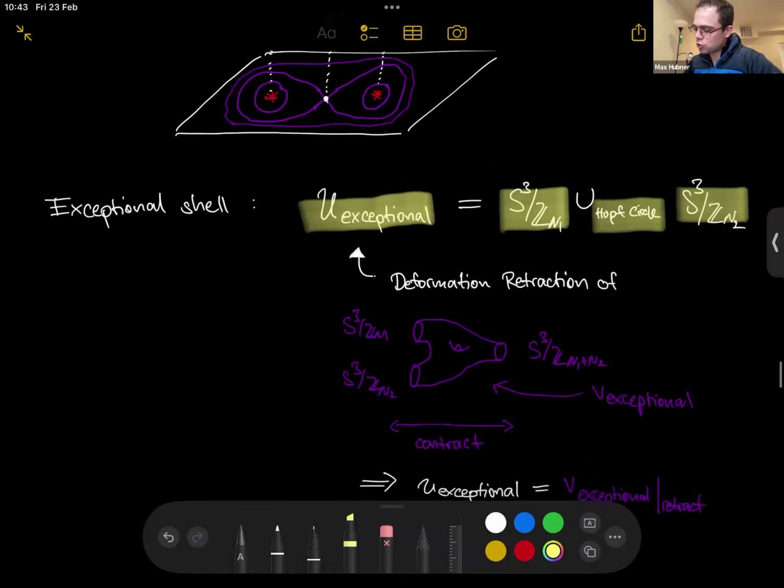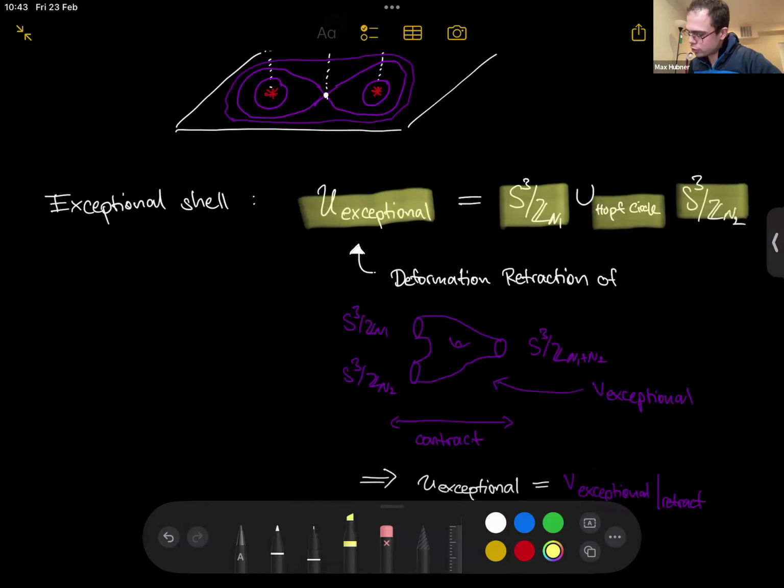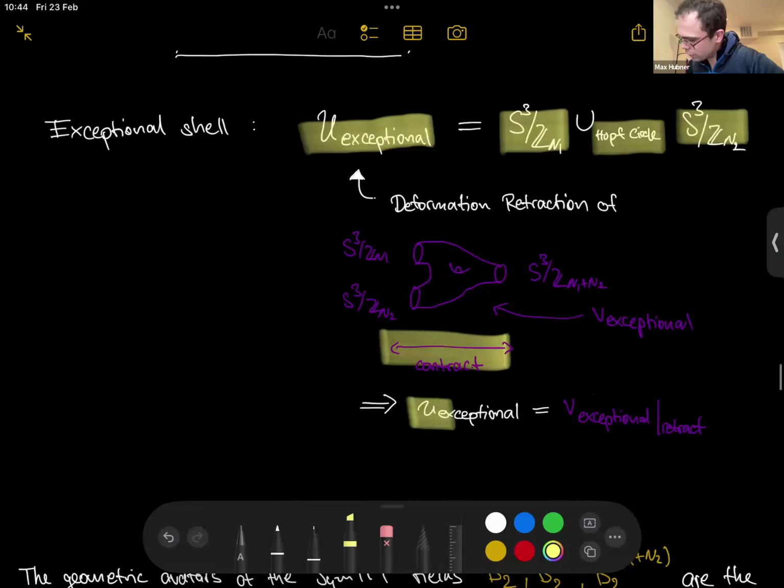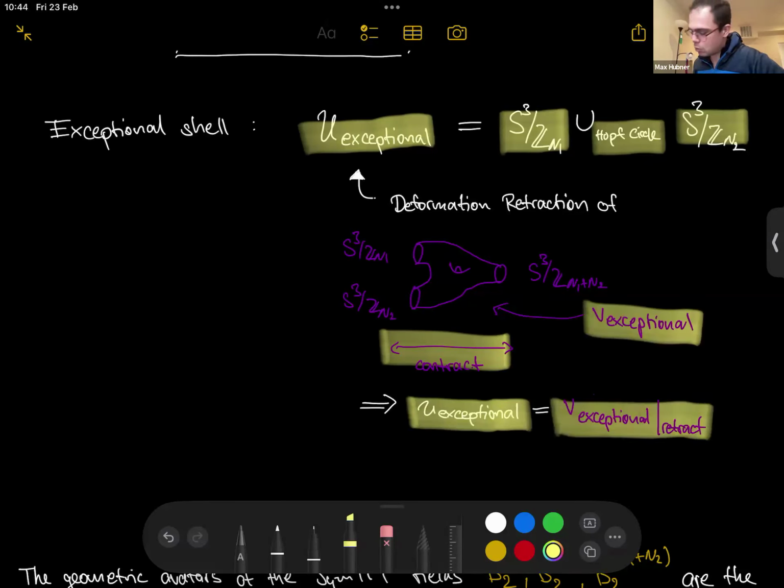And this exceptional radial shell is simply the deformation retraction here from left to right. If you want to squeeze this thing that I've been drawing as a pair of pants into one radius slice, you're going to get this gluing of the two lens spaces. So here in equations, the radial thing is going to be, if I call the pair of pants V exceptional, it's going to be the deformation retract of V exceptional.